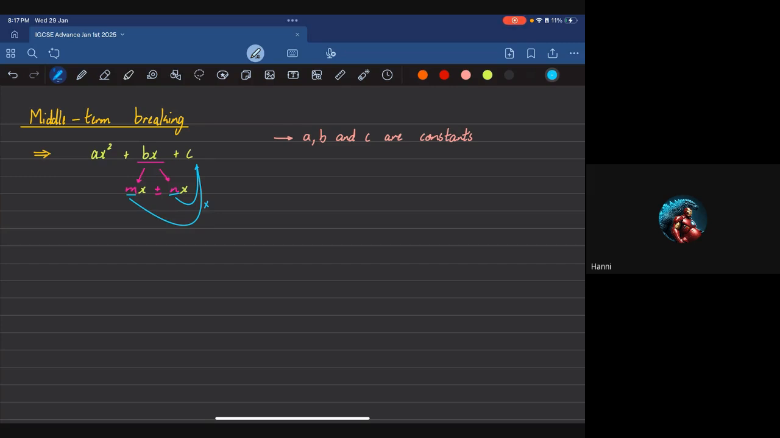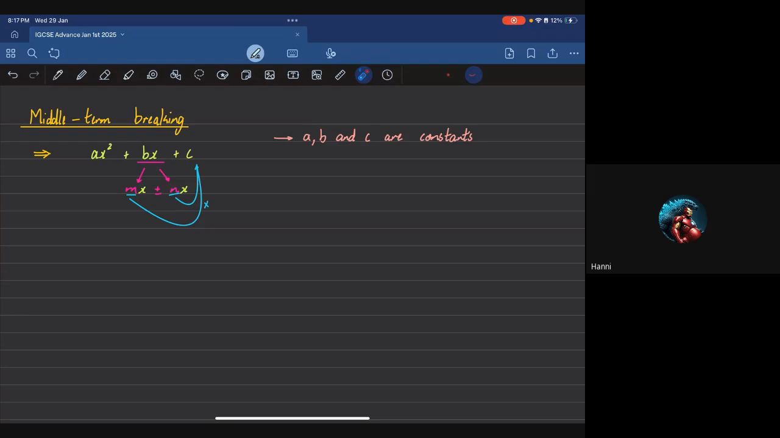Firstly, bx should be broken down into two such terms, mx and nx. Any two numbers m and n are also constants. And if they are multiplied together, they should form c. Once that is the case, your entire expression will be in an expanded form, and then you can simply use factorization to get your answer.